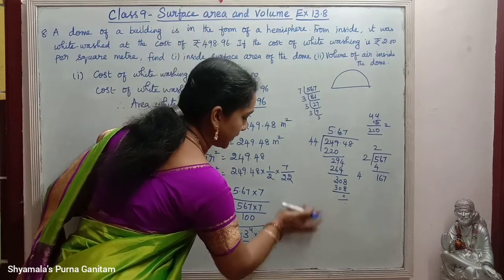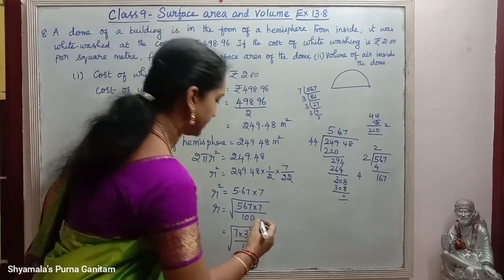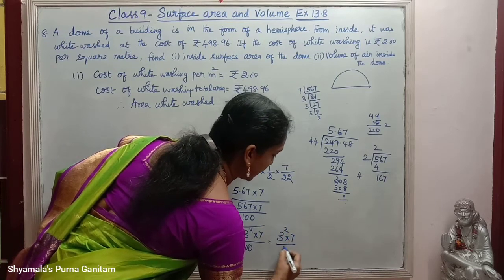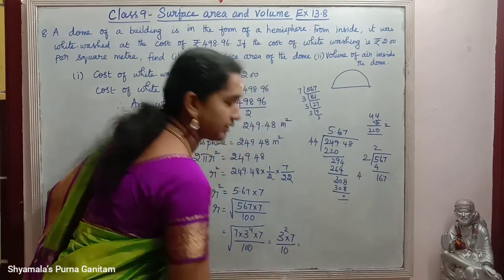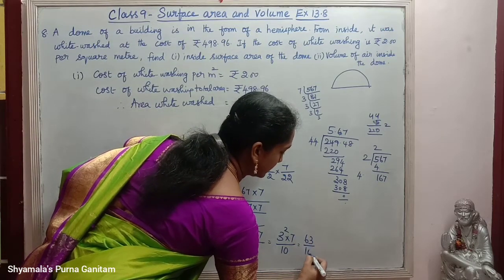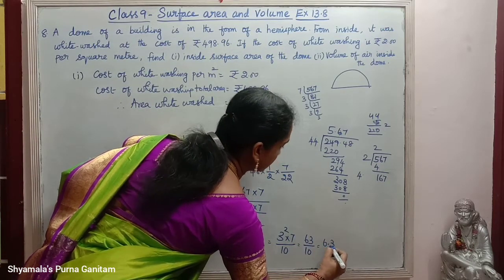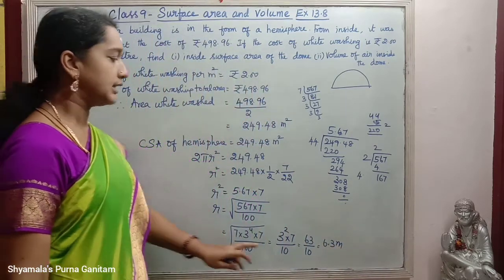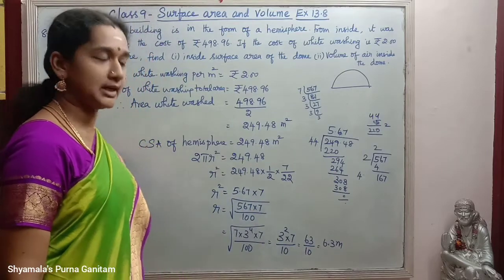So when we simplify this, when we find the square root of that, we will get 3 power 2 into 7 by 10. So 3 3s are 9, 9 7s are 63. 63 by 10 is equal to 6.3 meter. So this is the radius. So the radius we got is 6.3 meter.